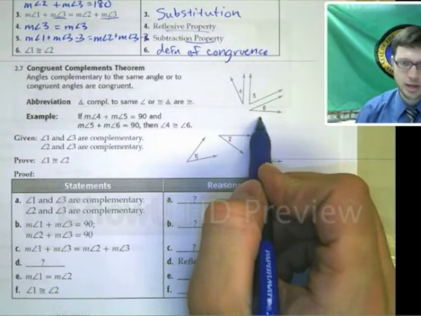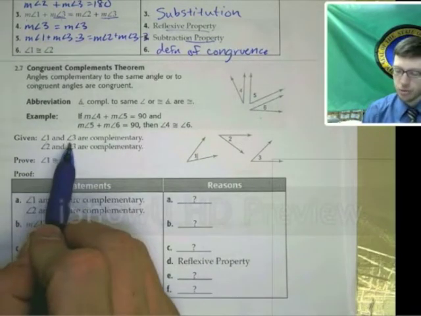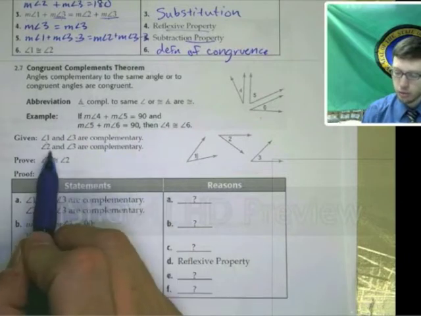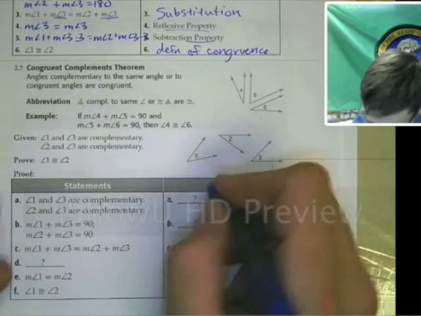Let's prove it. Okay? Fill in the blanks. First of all, given angle 1 and angle 3 are complementary, angle 2 and angle 3 are complementary, that's going to be our given. So G-I-V-E-N.